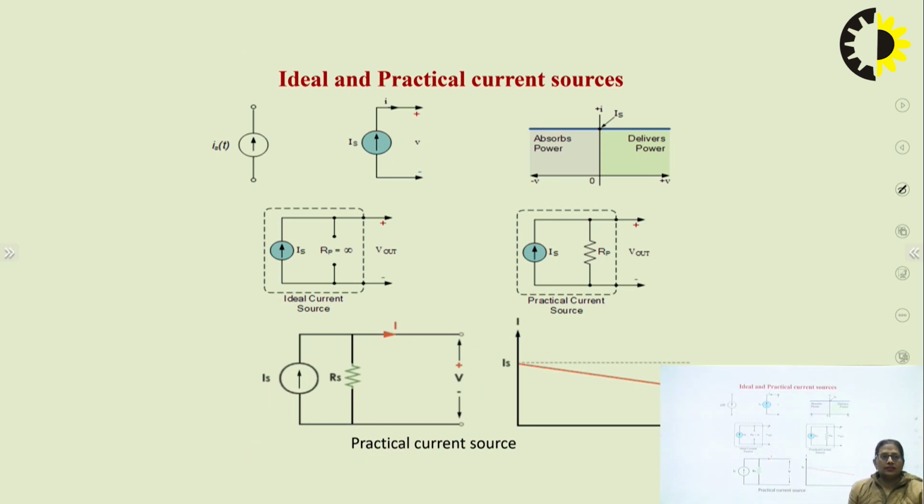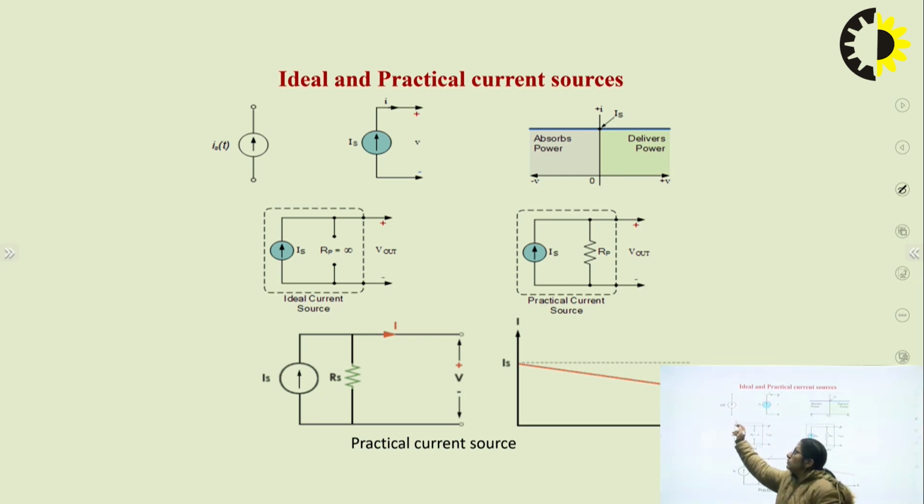So this is what we have covered in the case of voltage sources. Now, when it comes to ideal and practical current sources, what is an ideal current source? What is expected of an ideal current source is that it will always deliver a constant current through its terminals, irrespective of the voltage across its terminals.